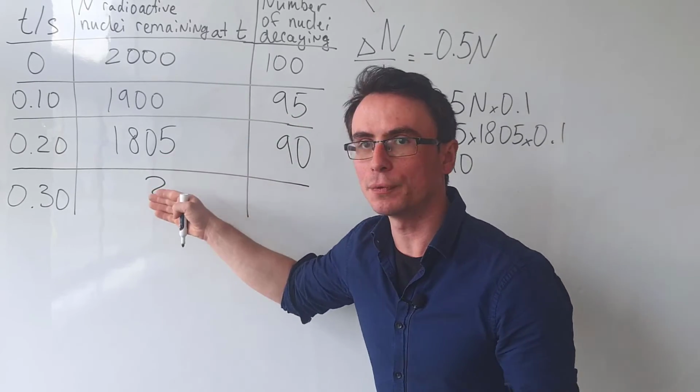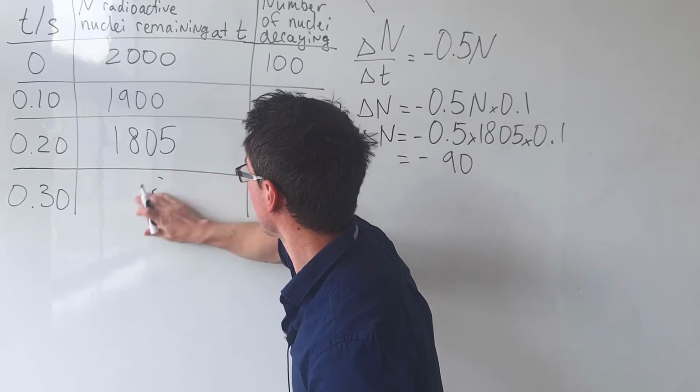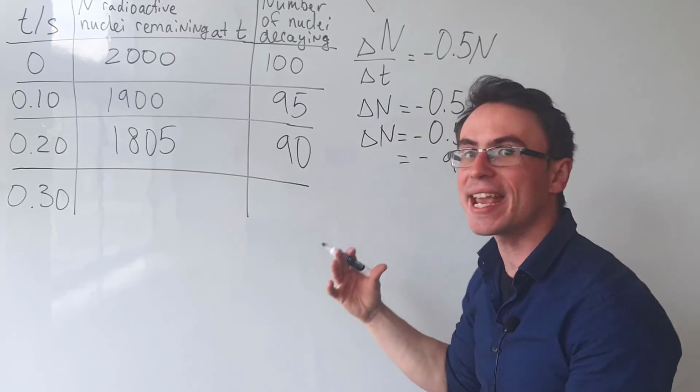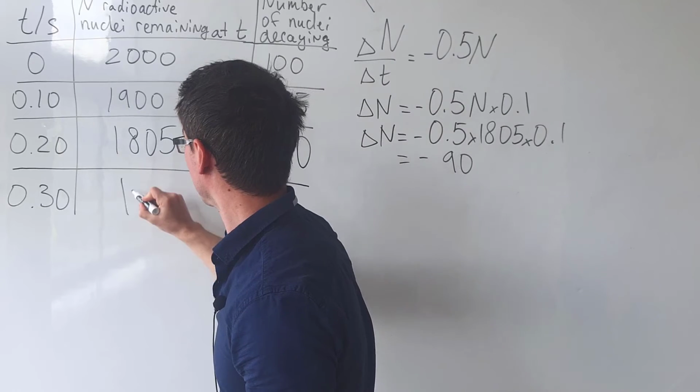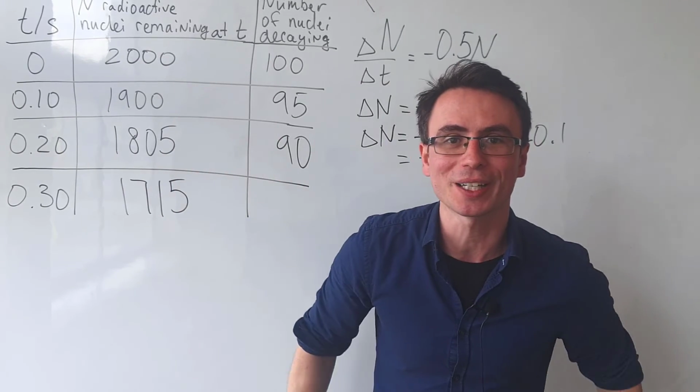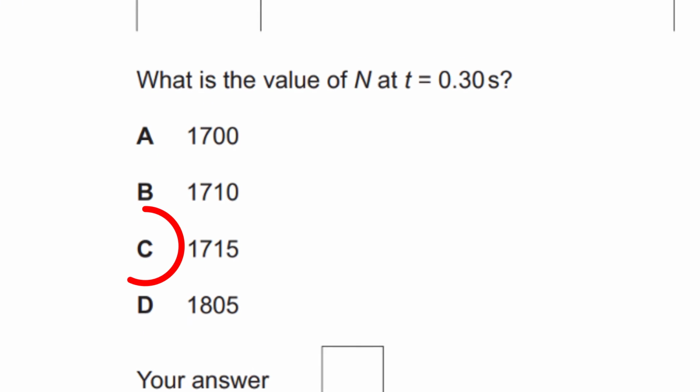Okay, so how many have we got left? This number here will simply be 1805 take away 90, which is going to give us 1715 particles, and the correct answer is C.